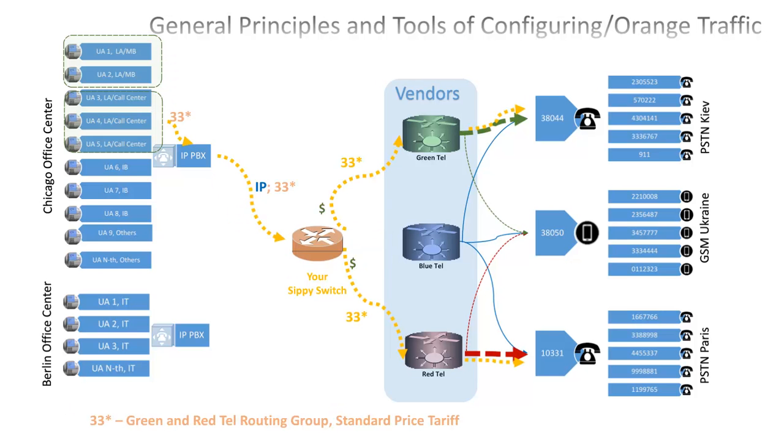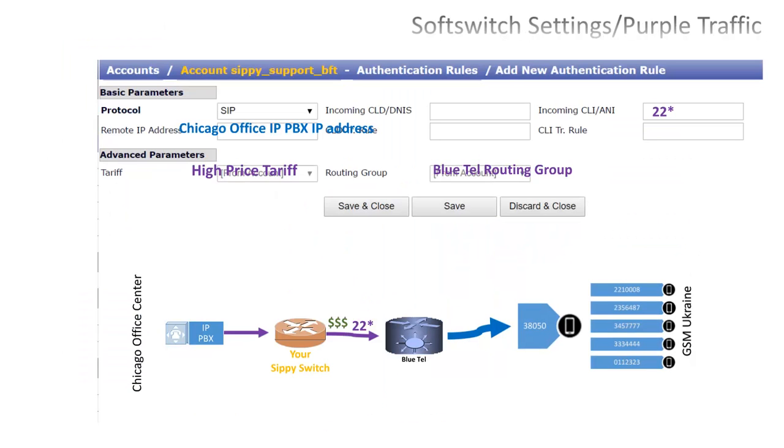Similarly, the soft switch routes orange traffic assigned with technical prefix 33. The orange traffic goes to the routing group containing respective connections of GreenTel and RedTel to PSTN Kiev and PSTN Paris. When you attain a good understanding of how to group and combine the authentication rules with routing groups and tariffs, setting up the switch becomes very easy.